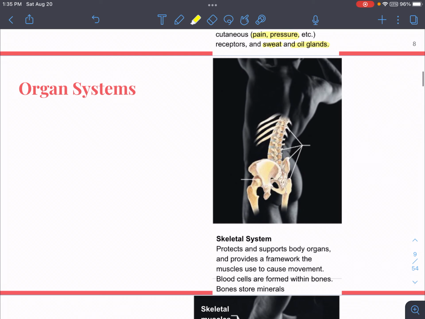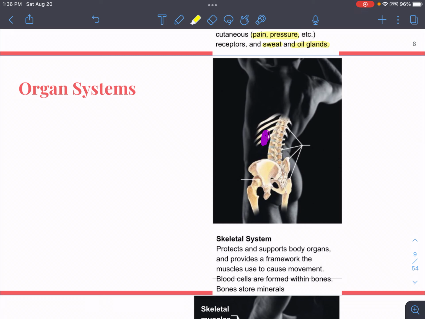The next organ system is our skeletal system, which consists of our bones. Our bones help support or protect our organs, like our rib cage around our chest. That helps support your heart and your lungs. It also supports your kidneys in the back. So your kidneys are back in here. So your skeletal system helps to protect those.